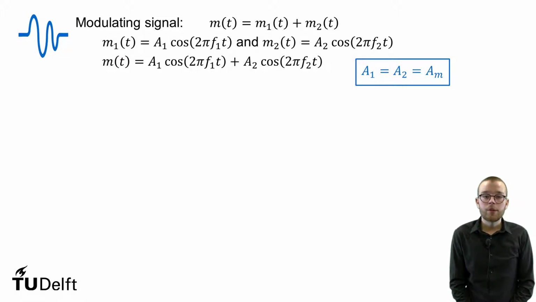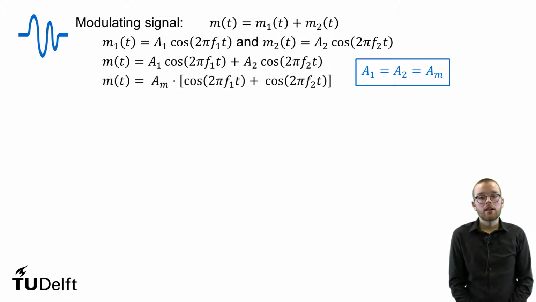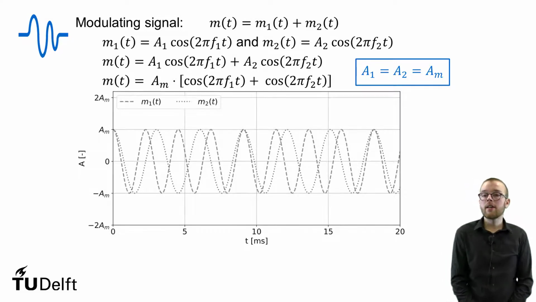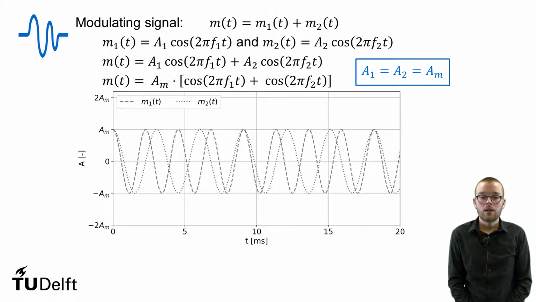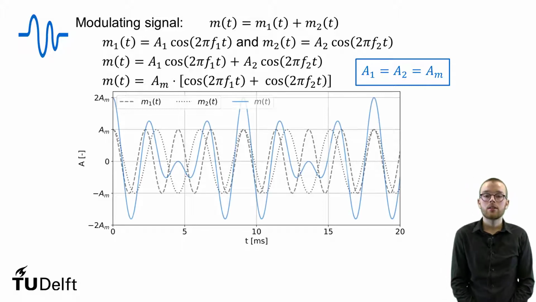Now, in order to simplify the system even more, we are allowed to assume that our amplitudes A1 and A2 are equal, which now will be denoted by AM. Let's take a look at how this looks graphically. On this graph, I've again plotted the individual notes M1 and M2. The final modulating signal, M of t, is given by the sum of these 2 and looks like this.